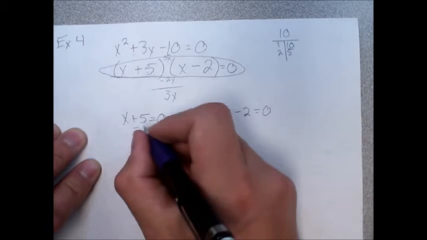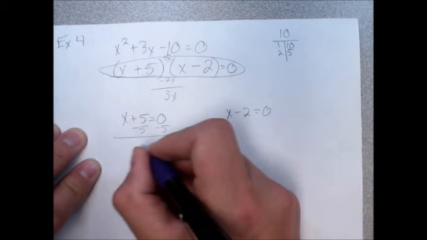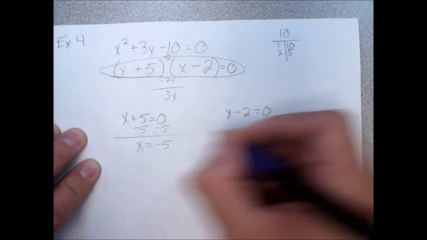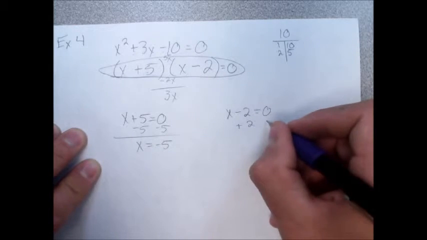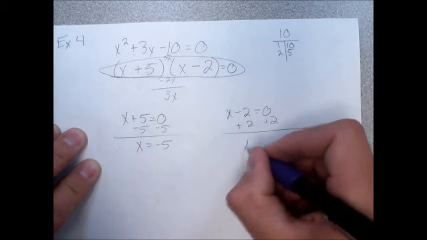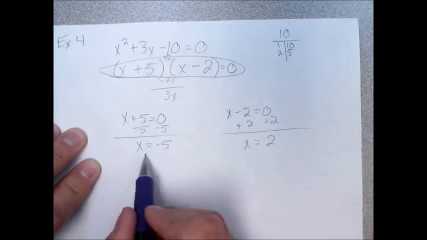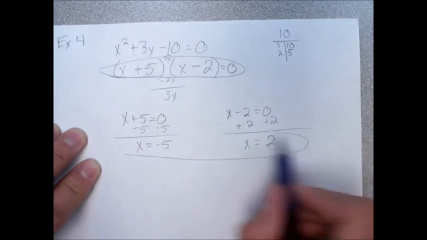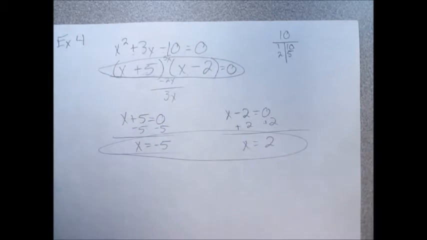So I'm going to let each of them equal 0 and then solve. So minus 5 from both sides, I end up with x equaling negative 5. Over here I'm going to add 2 to both sides, and I end up with x equaling positive 2. So these are my two solutions. Okay, x equals negative 5 and x equaling 2. Questions there? Nothing? All right. Moving on then.